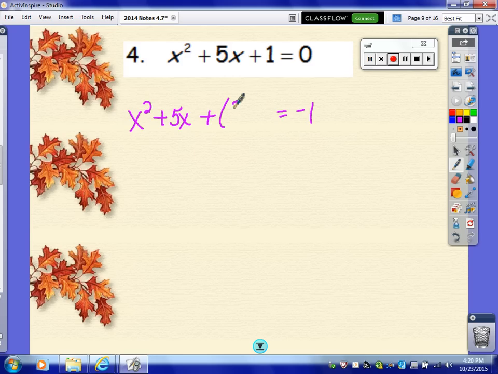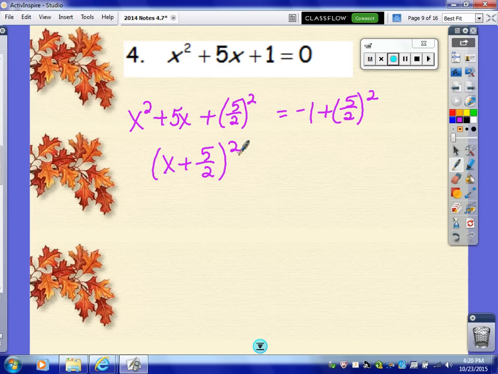5 is b, so I'm going to have a fraction here. Don't change it to a decimal, leave it as a fraction. So when I go to find c, it's half of b squared. Balance my equations. All right. Now remember, this is my factor. So when I go to factor this, I'm going to get x plus 5 halves squared.